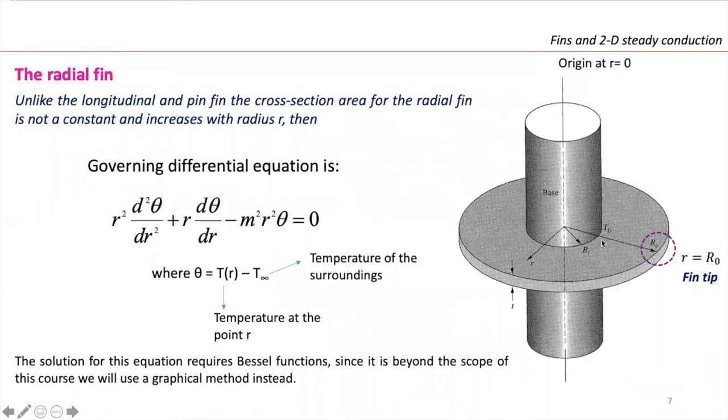Obviously we are changing here, right, the geometry as we move from the inner to the outer radius, right? So then the governing equation is this differential equation, where theta is defined now as the temperature at the point r, at certain radius you want to locate, minus the temperature of the surroundings, or T infinity. The solution for this equation requires Bessel functions, which is out of the scope of this course, okay?